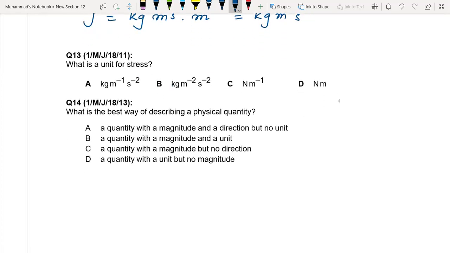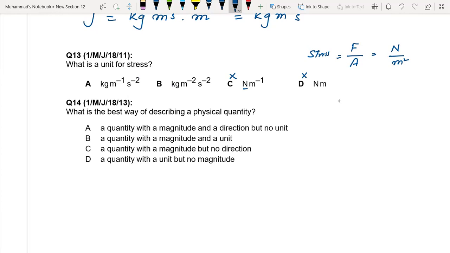What is the unit of stress? You know that stress is defined as force per unit area. This is stress, and in the given options, there are some base units and some derived units, such as Newton per meter and Newton meter. If you first think of using Newton as the unit of force and meter square as the unit of area, that will be Newton per meter square. So the two derived units are not correct.